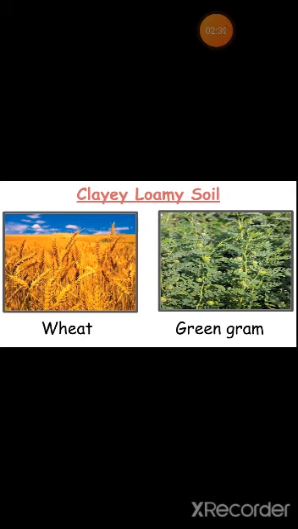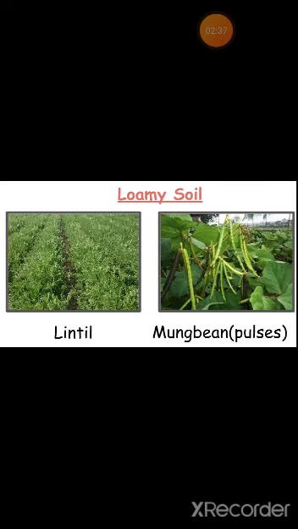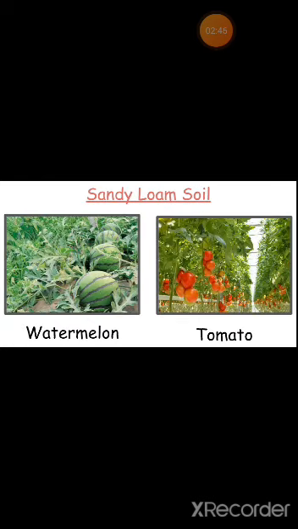Clayey and loamy soil are both suitable for growing cereals like wheat and gram. For lentils and other pulses, loamy soil which drains water easily is required, and for watermelon and tomato, sandy loam soil is suitable. Now students, there is a work for you.